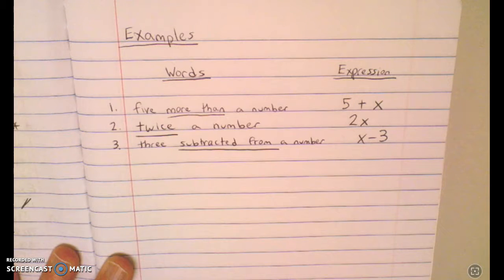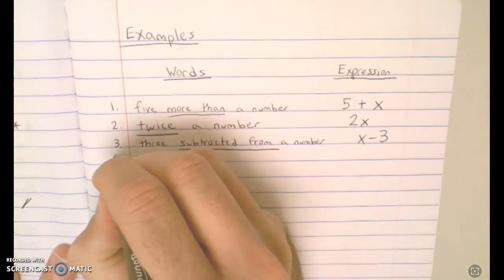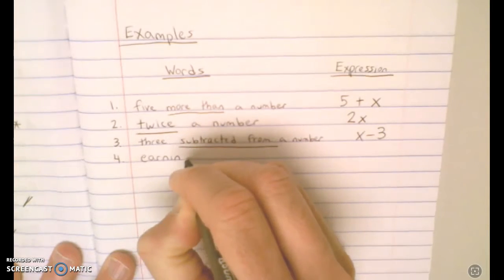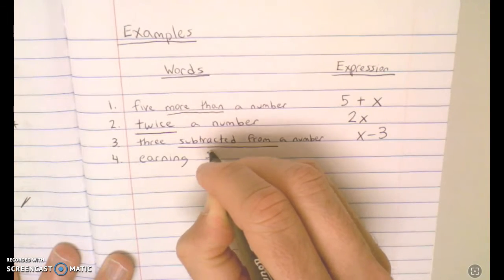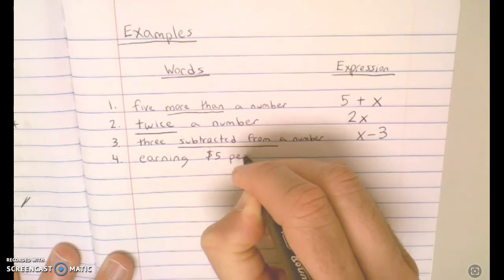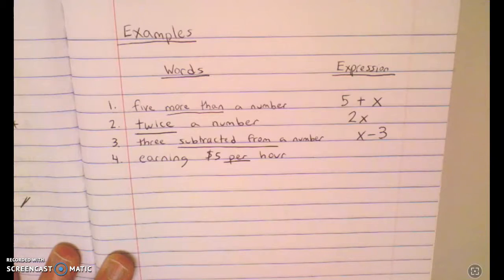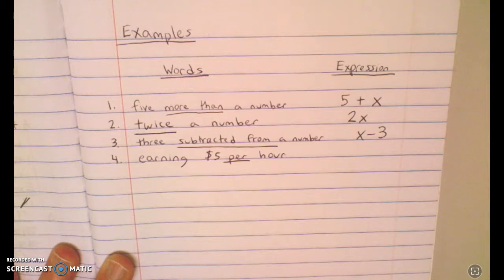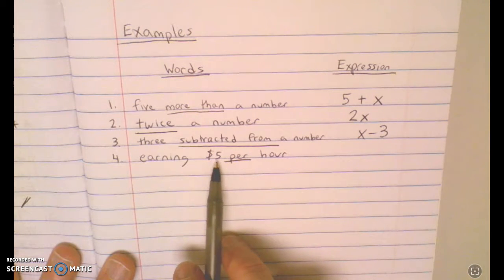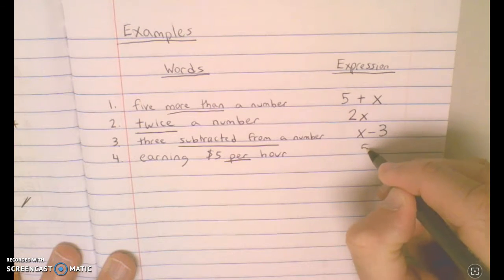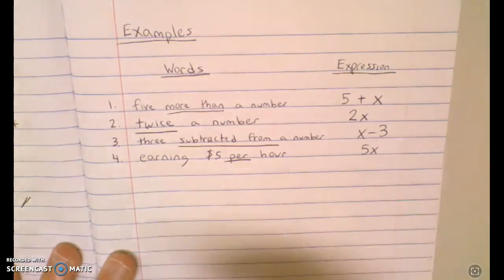Let's look at 2 more examples. If I said earning $5 per hour, the keyword there is per. And when you see the word per, you should think multiply. So it's $5 times something. So $5 times an hour. So we'll just use $5 times x to represent the hours, so 5x.